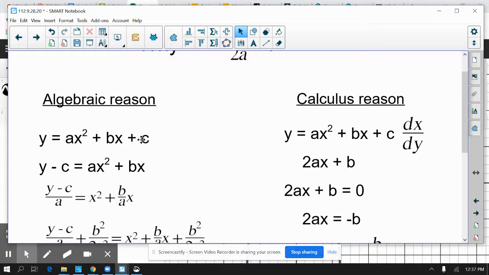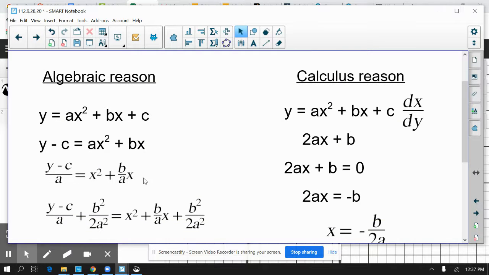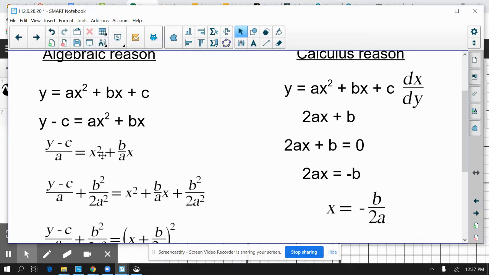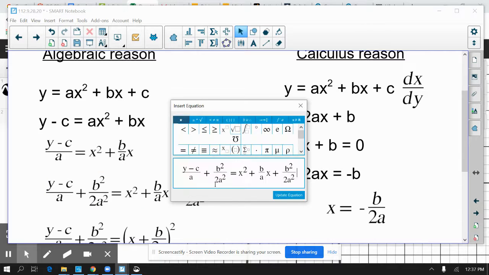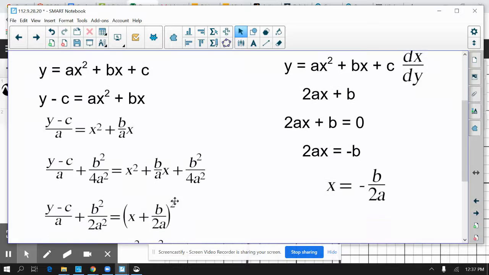I'm going to complete the square. So I'm going to subtract c on both sides. Now divide by a on both sides. And then for this binomial here, I'm going to add something so that I complete the square. It's half of this squared. So half of b over a is b over 2a. And if I square that, I get b over 2a squared. So I add that to both sides to keep the balance.